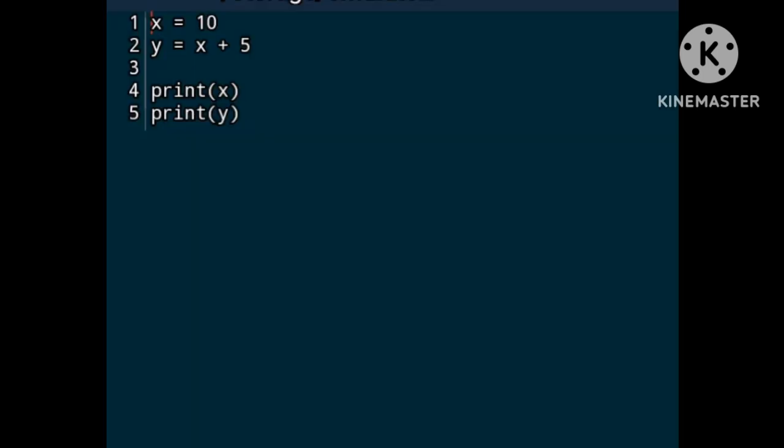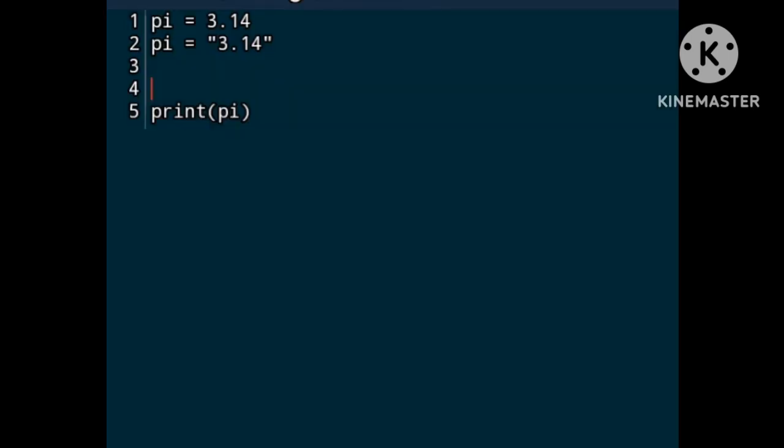x = 10. # x is a variable that refers to an integer object. y = x + 5. # y is a variable that refers to another integer object. print(y) prints 15. Python variables are not limited by their data types.